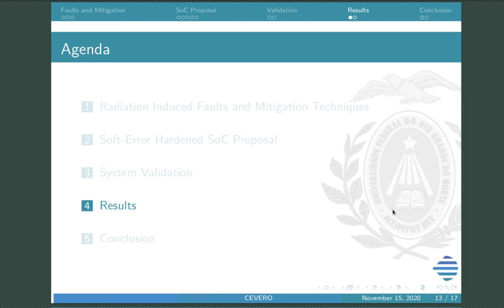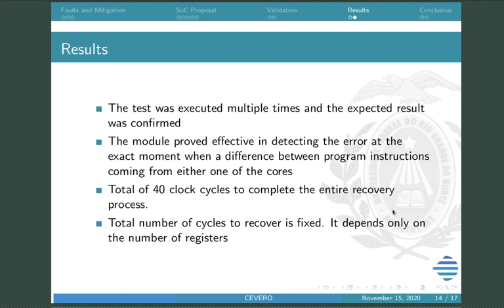The results from this procedure are that the test was executed multiple times and the expected result was confirmed, and the module proved effective at detecting errors at the exact moment when a difference between program instructions comes from either one of the cores. The system uses a total of 40 clock cycles to complete the entire recovery process, and this number is fixed because it only depends on the number of registers to recover.